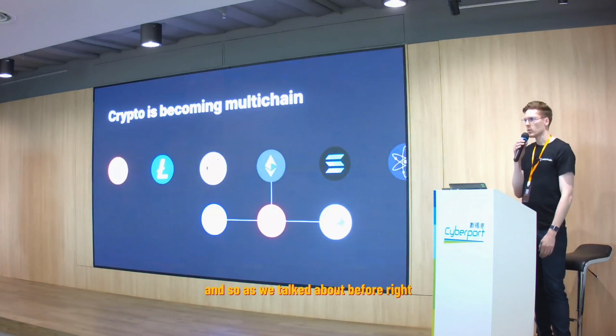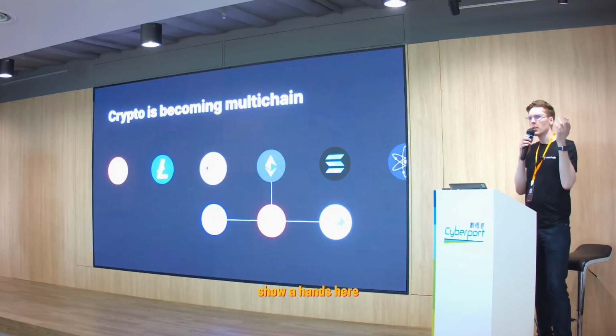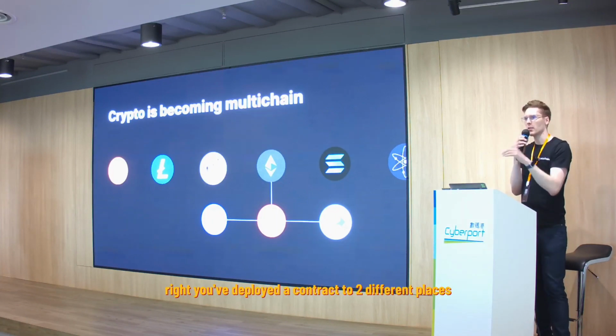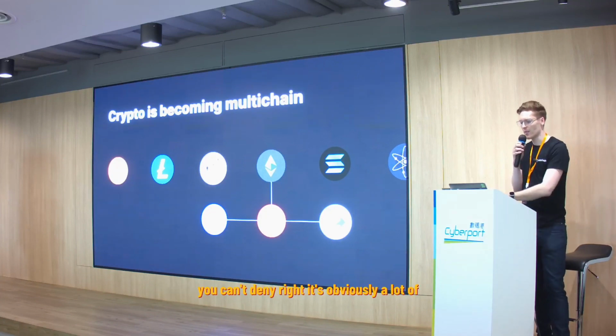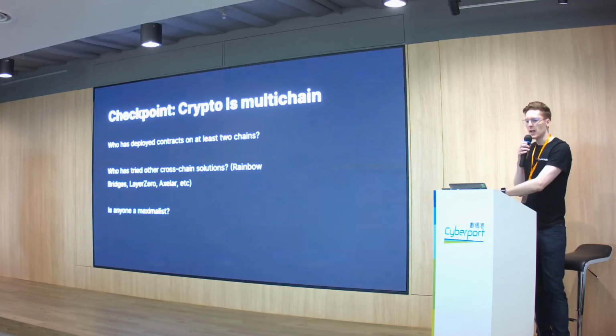And so, as we talked about before, crypto is becoming multi-chain. Show of hands here, how many people have deployed on more than one chain? You deploy a contract to two different places. All right, so I see a few. So yeah, you can't deny it's obviously a lot of opportunity, or a lot of choices out there for where you want to deploy.